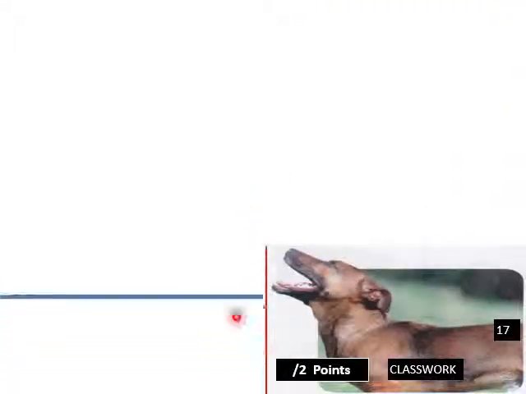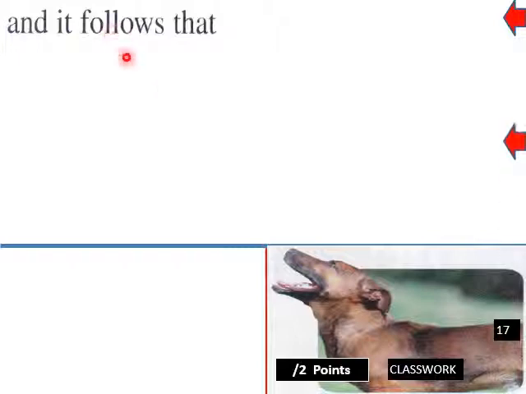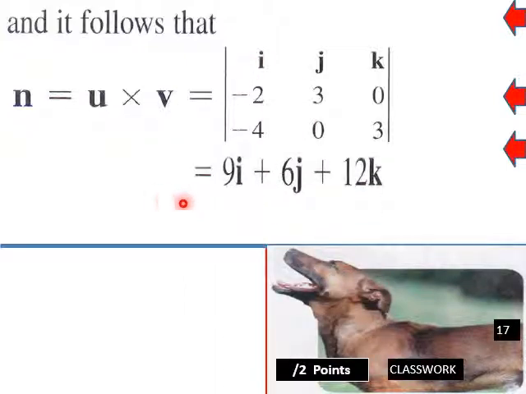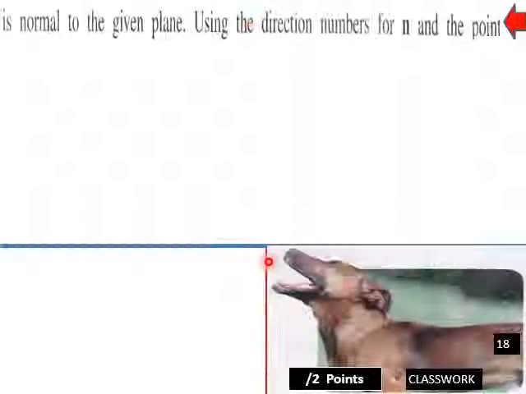Once we have those, n equals u times v. Here's our matrix for that, which will come out to 9i plus 6j plus 12k. That's our a, b, c: 9, 6, and 12 is normal to the given plane.